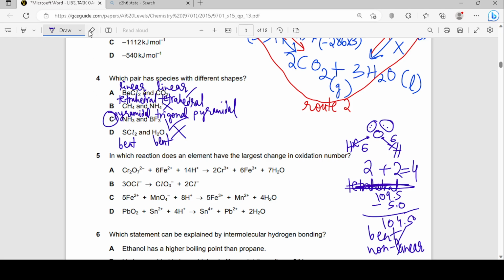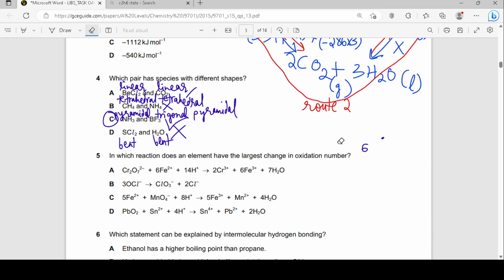So that means D is also wrong, and therefore, again, because we eliminated A, B, and D, that means definitely C must be the correct answer because NH3 and BF3 have different geometries.